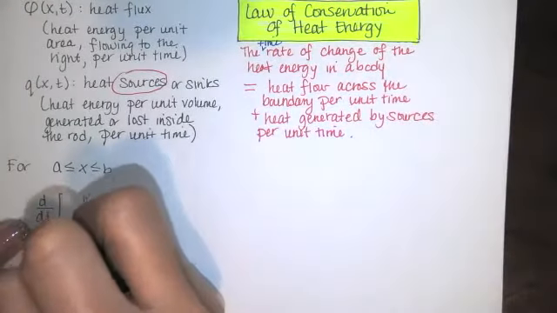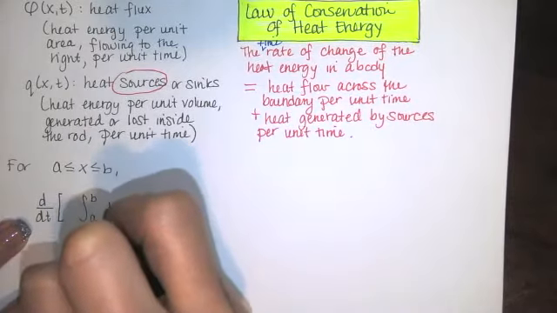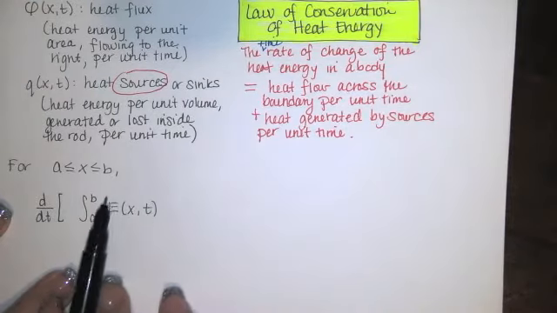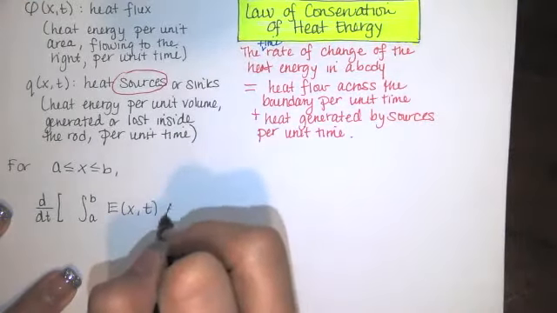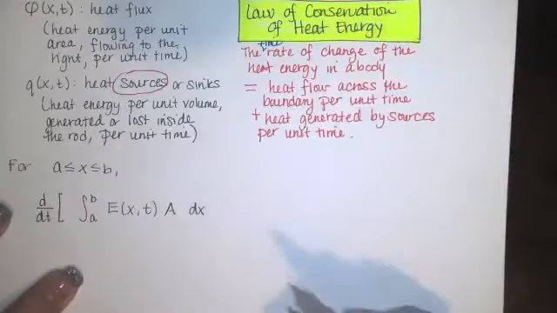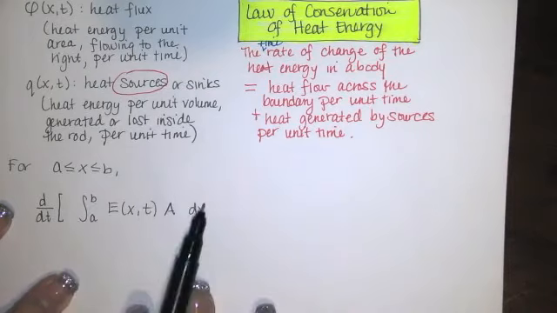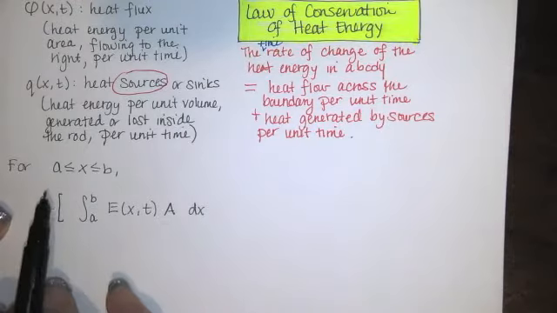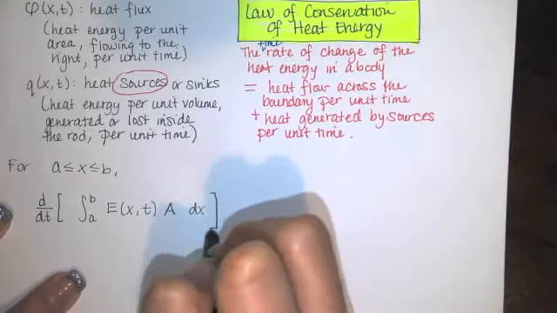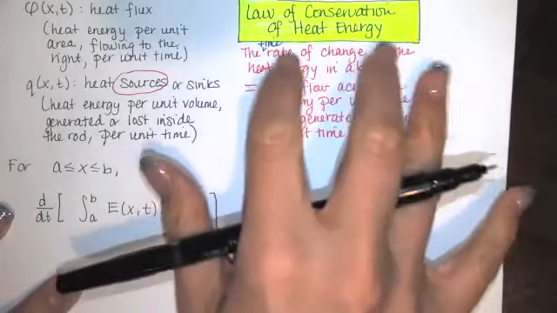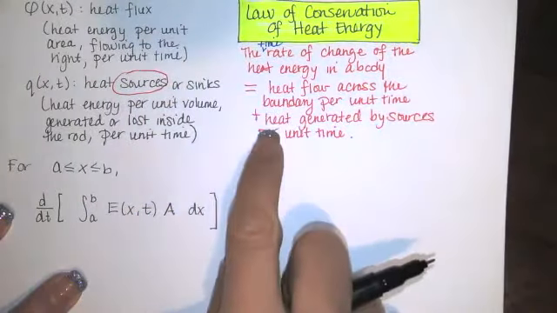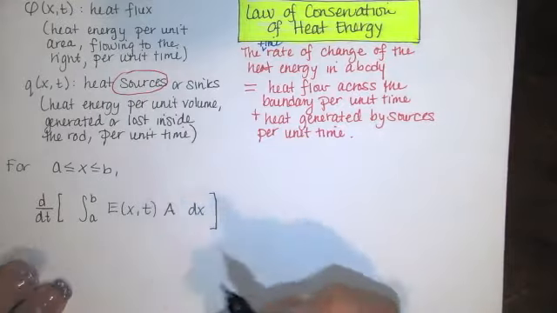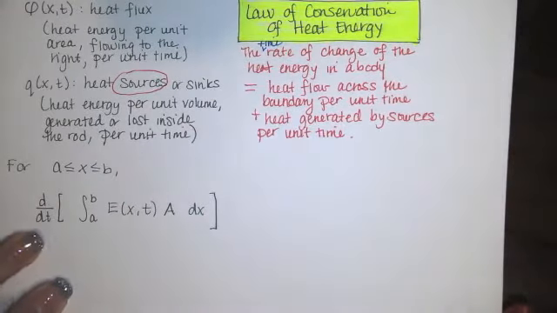If we integrate that from x equals a to x equals b, this is heat energy per unit volume. If I multiply by a tiny volume increment, which would be that area times dx, that's going to give me the total heat energy in the body between x equals a and x equals b. And that's going to be a function of time. We're taking the derivative of that with respect to time. And that's just this left-hand side here. It's a statement, but I've written it almost as an equation. This is the time rate of change of the heat energy in a body. It's right here. Let's describe all of these pieces.